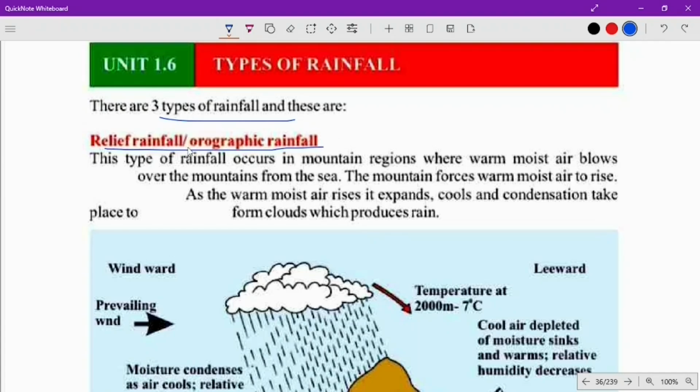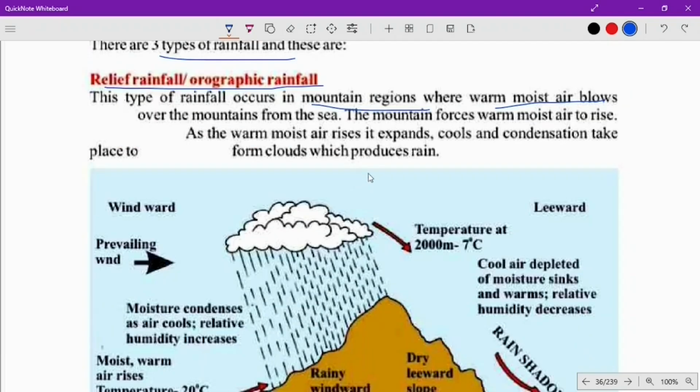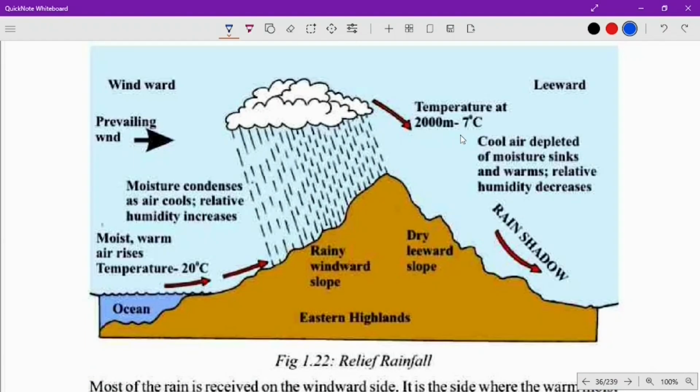Relief or orographic rainfall. This type of rainfall occurs in mountain regions where warm moist air blows over the mountain from the sea. The mountain will force the warm moist air to rise. As the warm moist air rises, it expands, cools, condensation takes place, and the clouds are formed.